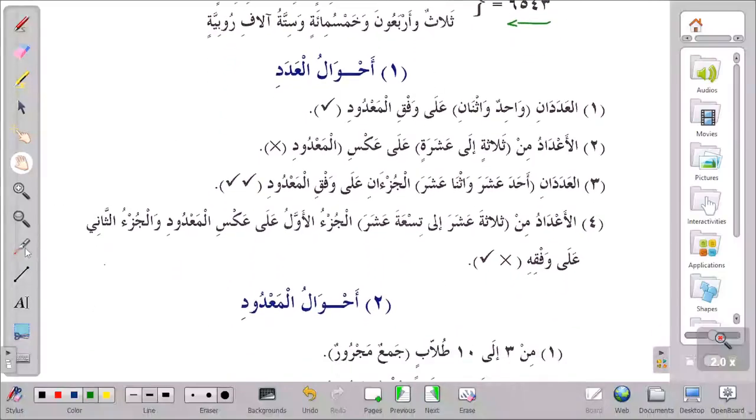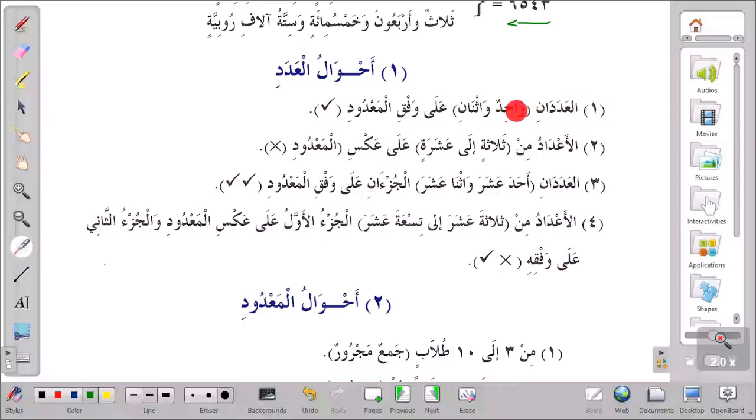So let's look at here. Ahwalul adad. He's trying to explain something here. The conditions of the adad. Okay, the adad. Yes, what we have learned. He's doing something here very important. The adad is the number or the count. So he's saying that here we are looking at the rules.